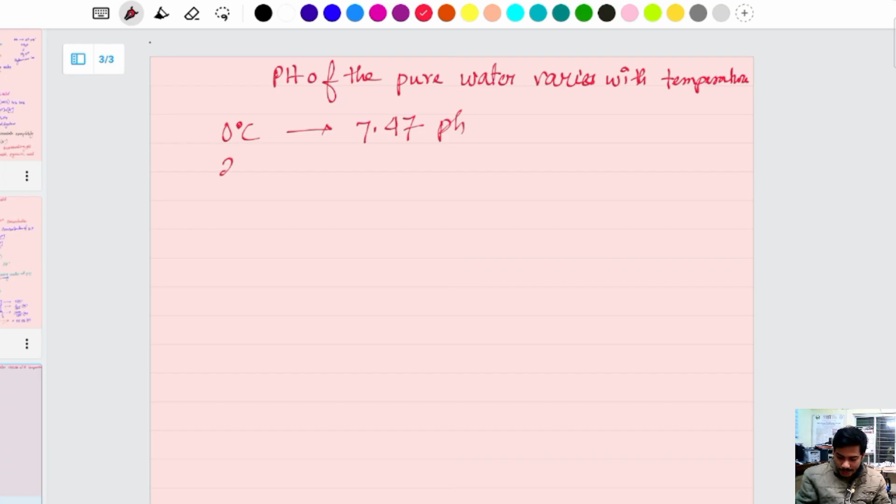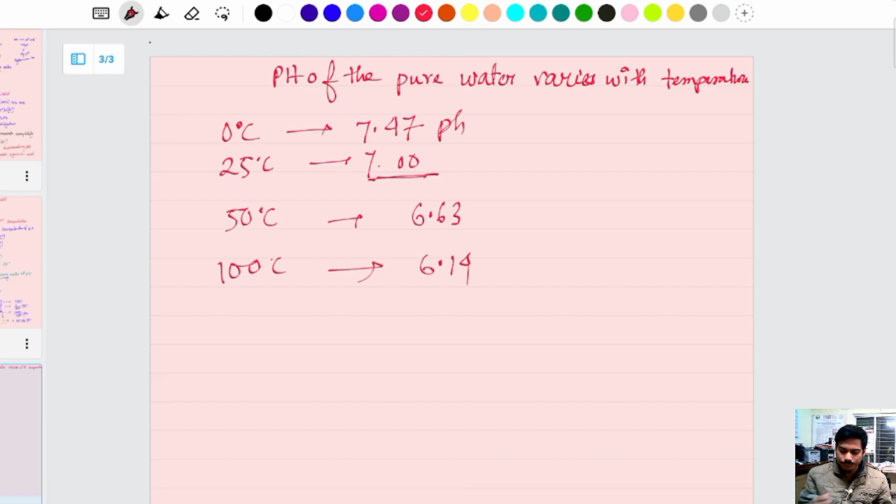and at 25 degrees centigrade it will be 7.00. That's our neutral one. And at 50 degrees centigrade it will be 6.63, and at 100 degrees centigrade it will be 6.14. So these are the temperature and pH relations.